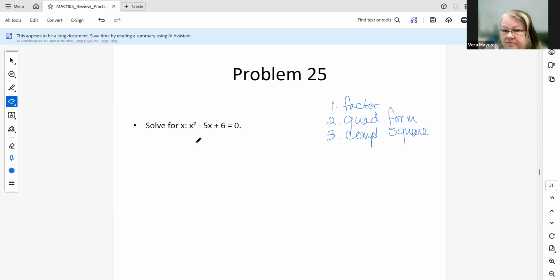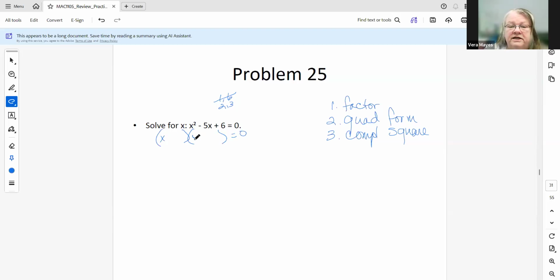But this one I'm looking at to see if I can undo the foiling process. So I look at the factors of 6. So I've got 1 and 6 and 2 and 3. Because it's a positive, I know I'm going to be adding these together. So 1 and 6 won't give me the 5, but the 2 and the 3 will. So this one factors fairly nicely.